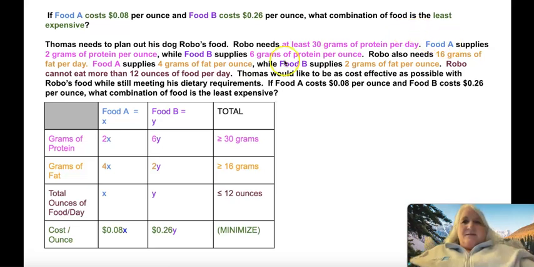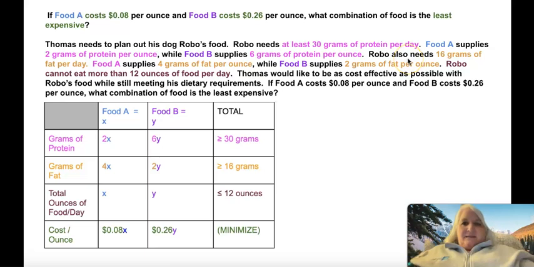Okay, so I have food A supplies 2 grams of protein. So that would be 2 times X for food A. And then food B supplies 6 grams of protein. So that would be 6 times Y for food B. Food B is Y, and it says 6 grams of protein per ounce. And then 16 grams of fat per day would be, let's see.